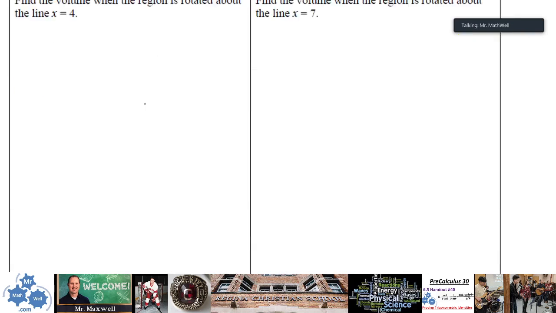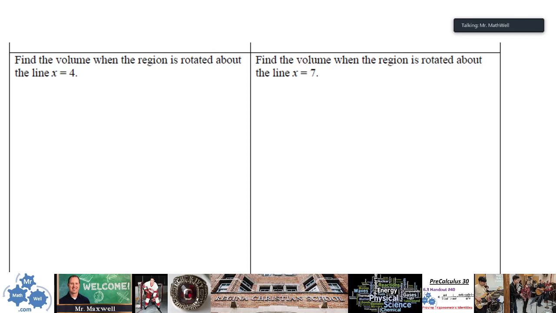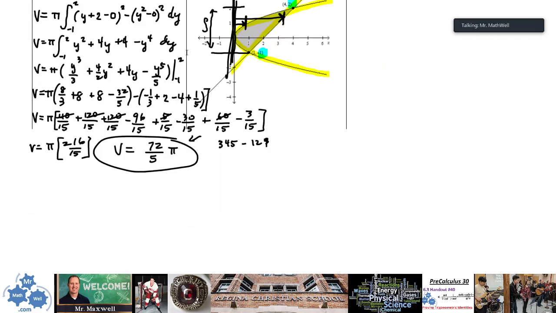Now, what about if we did the same thing, except we want to find the volume for the region when it's rotated about the line x equals 4? All right. So x equals 4.